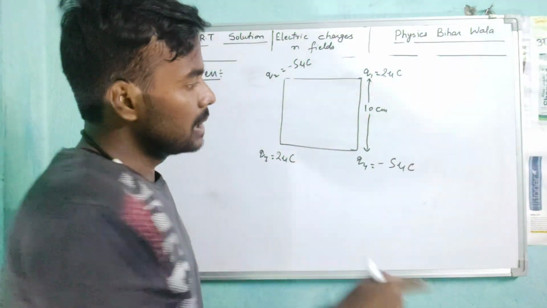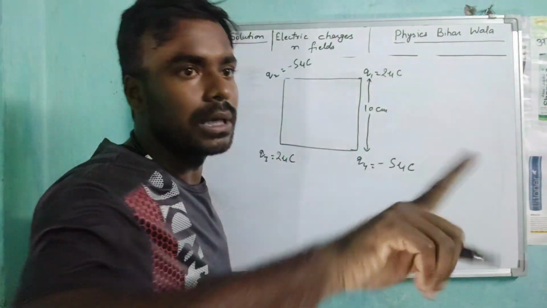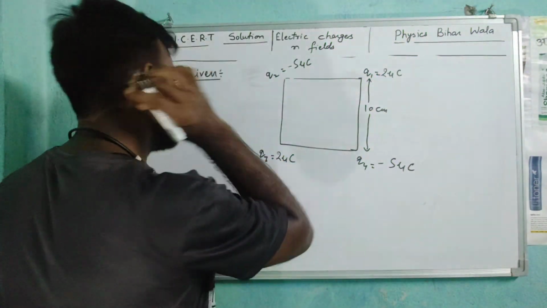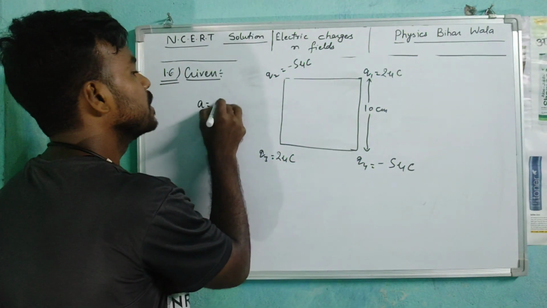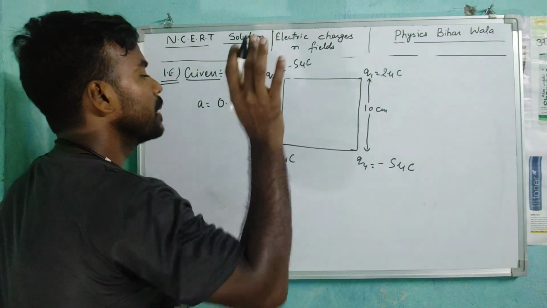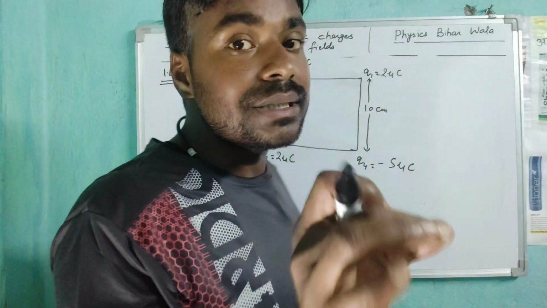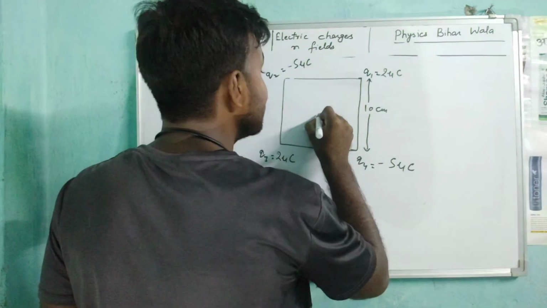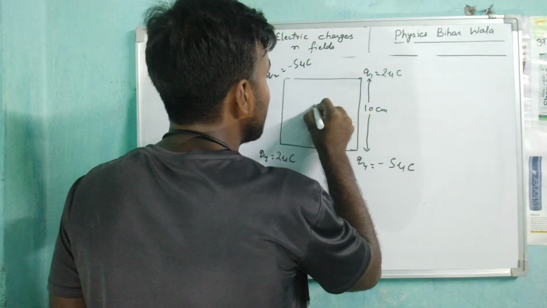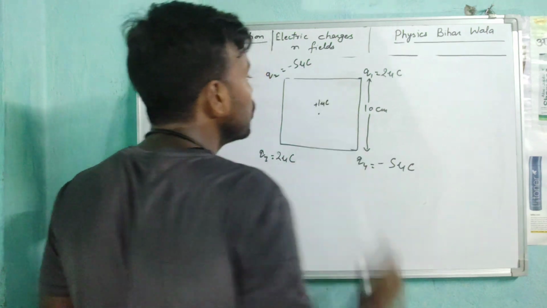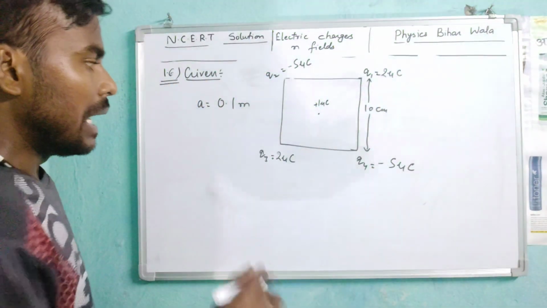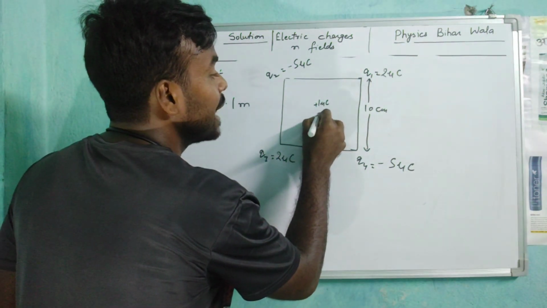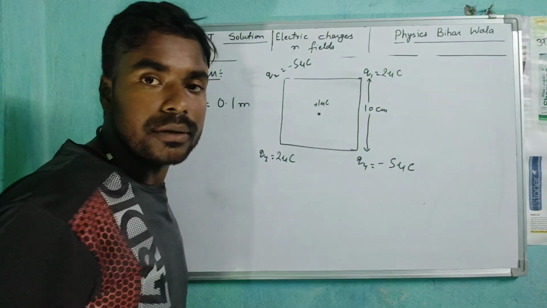So the side of the square will be 0.1 meter, mind it. Now the fifth charge comes into the picture, and that is placed at the center of the square, which is plus 1 microcoulomb. Now we have to find what will be the net force experienced by this 1 microcoulomb charge.